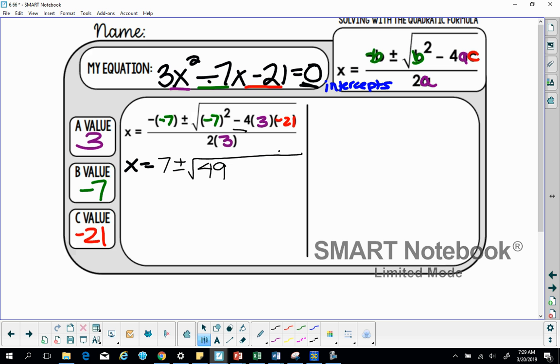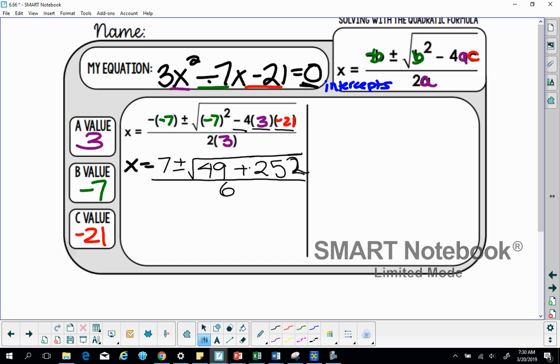Then what's negative 4 times 3 times negative 21? Put that right in your calculator. Negative 4 times 3 times negative 21. It'll end up turning into a positive number. What is it? 252. All over, what's 2 times 3? 6. Cool. So you just keep reducing it.